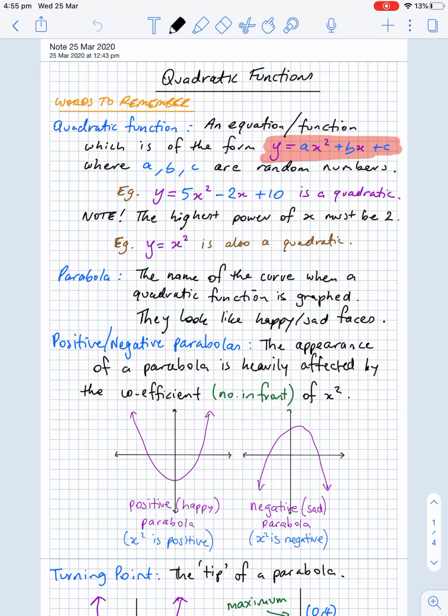Hey guys, so today we're dealing with quadratic functions. What is a quadratic function?